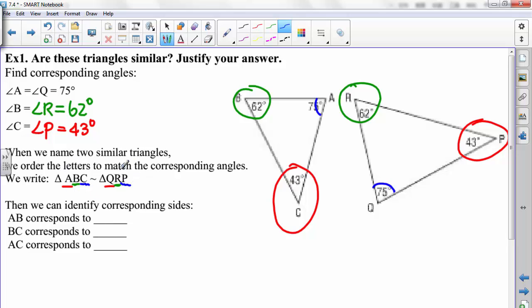Based on this expression, I can identify corresponding sides very easily as well. If I see AB here, I will see AB corresponds to QR. BC is the last two letters, so I will take the last two letters in the second triangle, which is RP. This means BC corresponds to RP. AC was QP, so AC corresponds to QP.